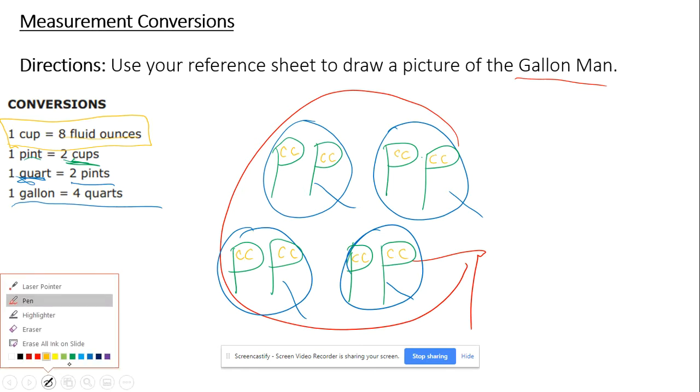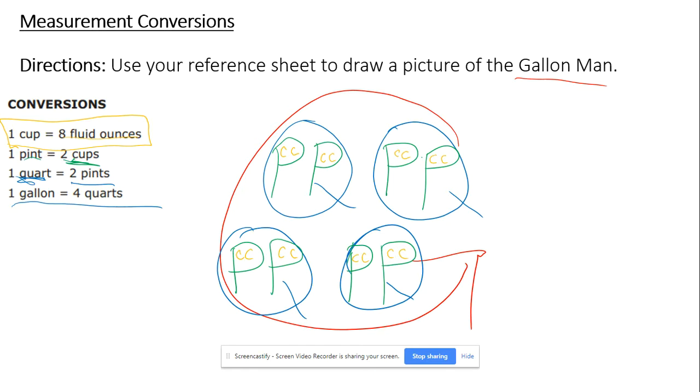I'm going to use a lighter blue. So we have our big red gallon and we have 4 quarts. There's 2 pints in every quart. So if the question was how many pints are in a gallon, we can just count the number of Ps. So we have 1, 2, 3, 4, 5, 6, 7, 8. So 8 pints in every gallon.